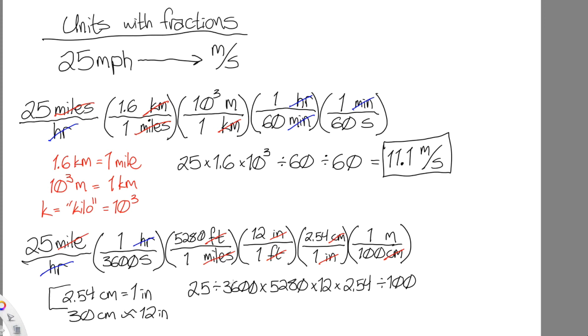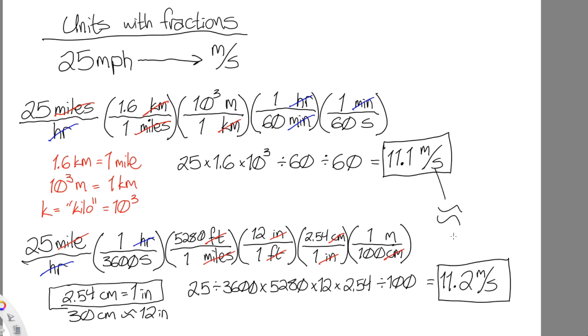And everything went right. Yep, now I'm getting 11.2 meters per second, because that's the only units we have left. So it turns out that remembering this 2.54 over here was actually more accurate than the 1.6 kilometers per mile. But either way, you can see that we're close enough to where the answers are effectively the same. So those are approximately equal to each other.